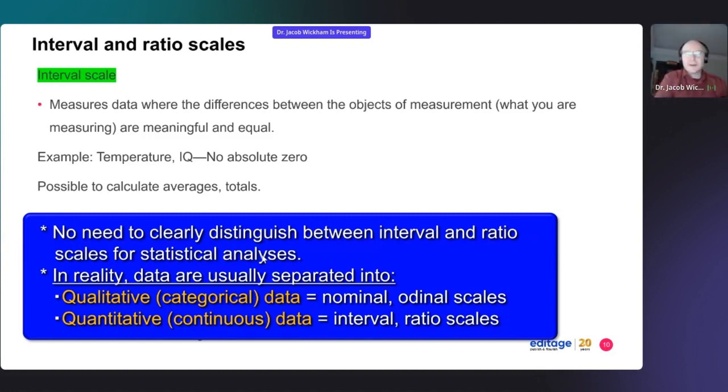The differences between the objects of measurement. These are all meaningful data, but in reality, the data are usually separated into either qualitative data. This is the nominal scale or ordinal scales. Again, that's the categorical data. It can be like plus or minus. It's qualitative data. And the other type of data is quantitative or continuous data. And this includes interval and ratio scales.